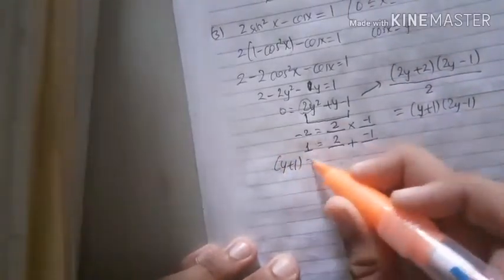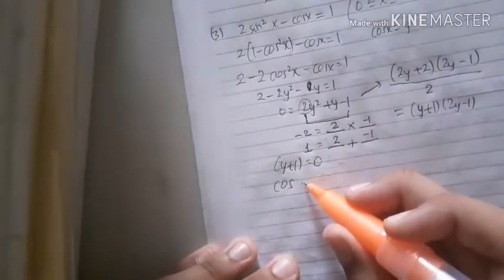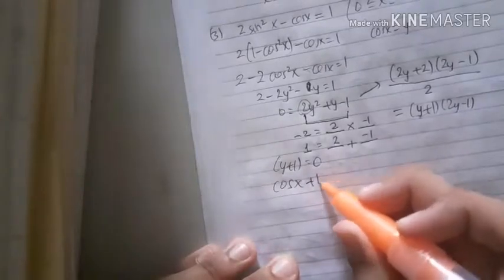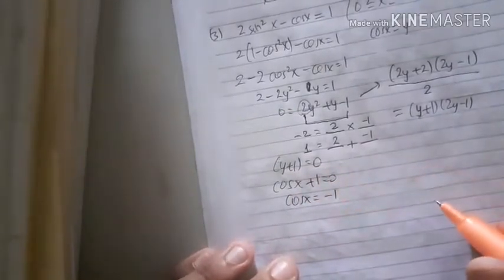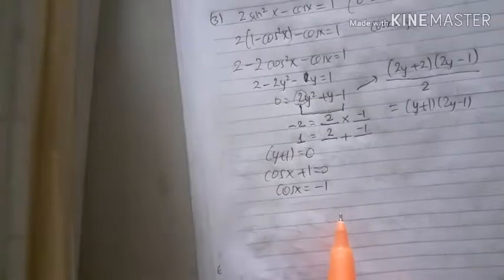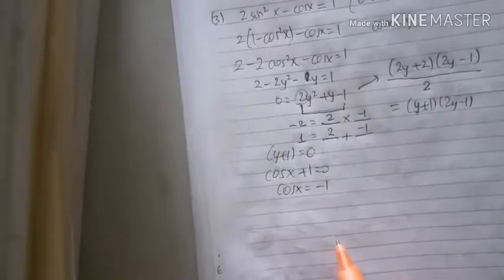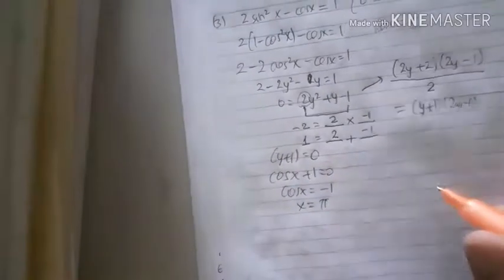Now to find x, just change this y back into cosine x. So y plus 1 equals 0, then cosine x plus 1 equals 0, cos x equals minus 1. Now what angle makes cos x equal minus 1? Well, the only value is pi, 180 degrees.